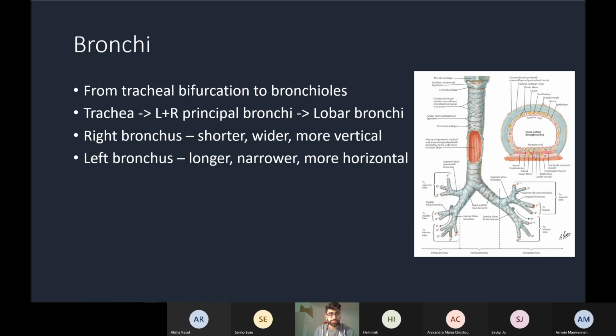The right bronchus, this is quite important to note, is shorter. It's not as clear on this scheme, but you can see the right bronchus is shorter than the left bronchus. It's wider, it's got a larger diameter, and it's more vertical. In comparison, the left one is longer, narrower and slightly more horizontal. The reason it's important to know this is that if there is aspiration, or something goes down the wrong hole, it's more likely to go down the more vertical route, into the right bronchus, into the right lung.